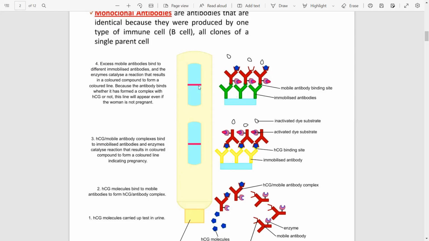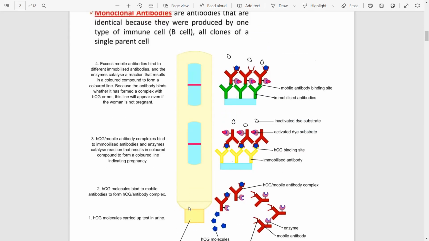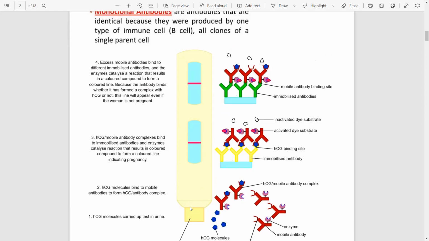If there is just one line and this one doesn't give a color, then it means she's not pregnant and the strip is working well. If this first line shows up and nothing shows up in the second line, then you can't consider that a valid pregnancy test, right? You must see both lines for you to say, yes, the strip is working. Yes, she is pregnant, all right?